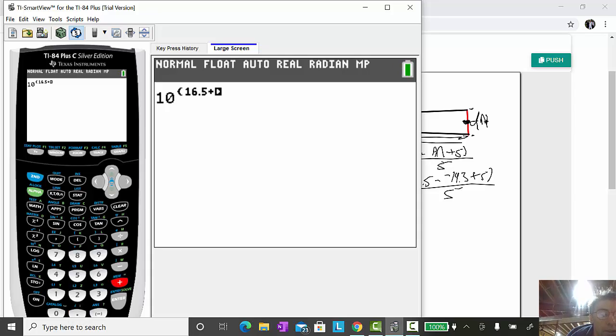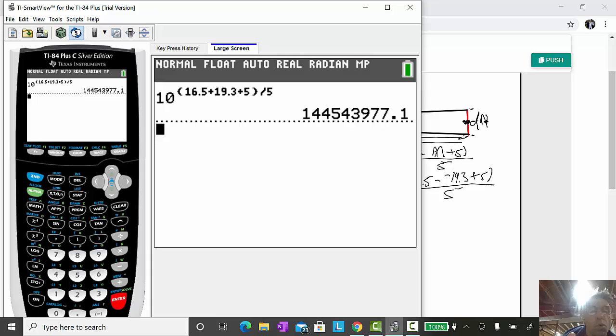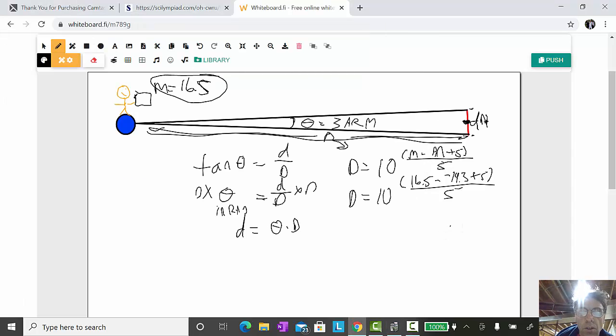16.5 plus. It's a minus 19.3, so that's a plus, since minus and minus is a plus. So 19.3 plus 5, and that's all going to be divided by 5. And that gives me 1.4 times 10 to the 8th parsecs. So D is equal to 1.4 times 10 to the 8th parsecs. And I now have my D.